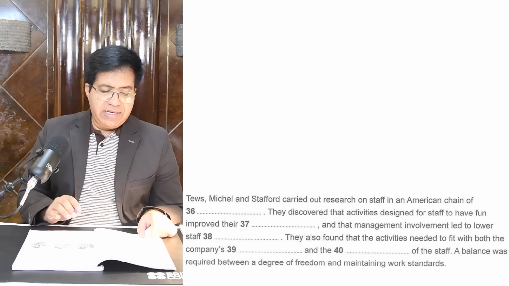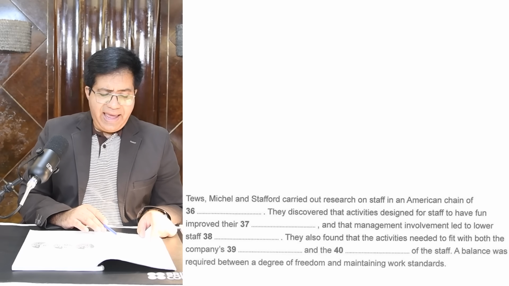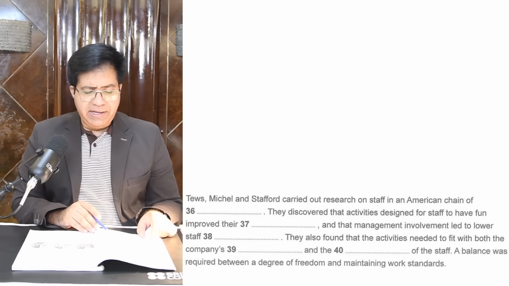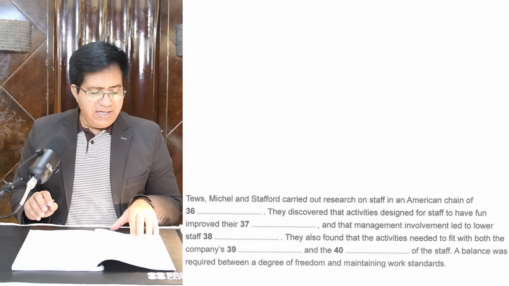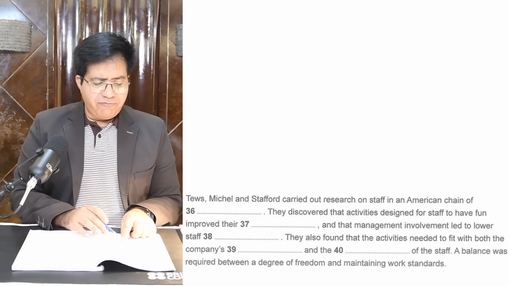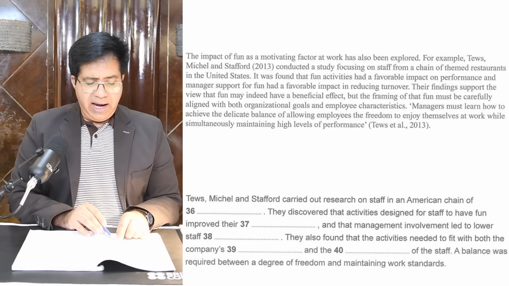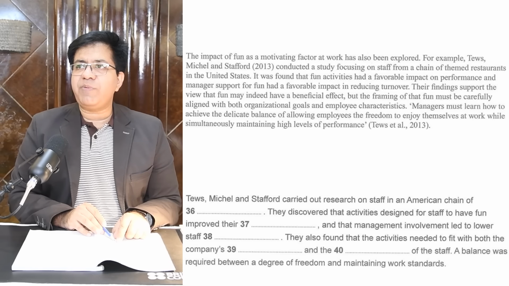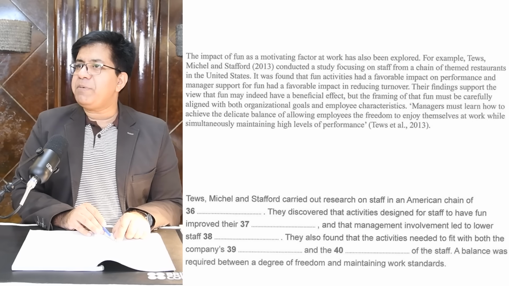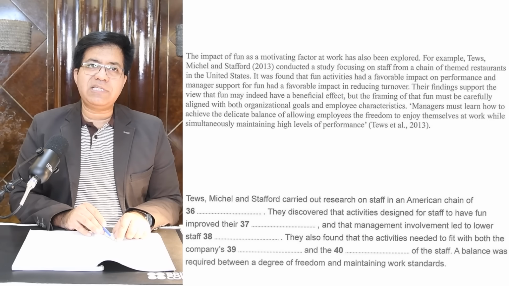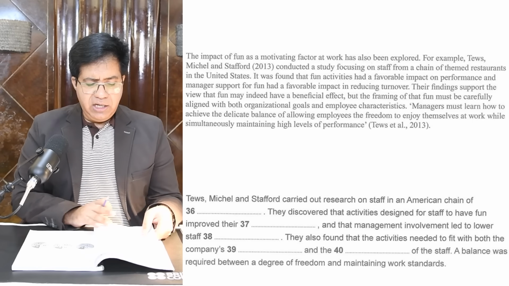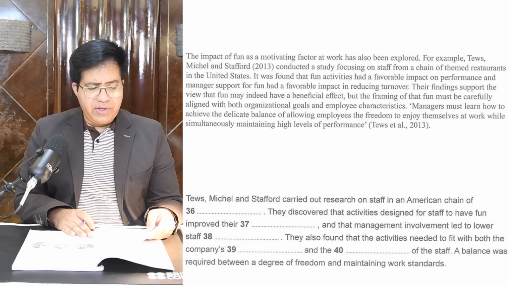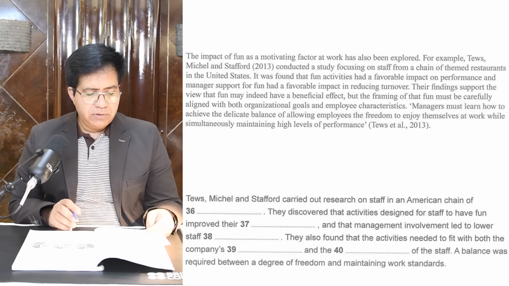Please come to question number 38. And that management involvement led to lower staff dash. Well done. Lower staff turnover. Reducing means lower. And turnover means when people leave the job. For example, in one organization, 100 people work. Every month, 5 people, 6 people leave their job and they go to other organizations. So, reducing turnover means lower staff turnover.